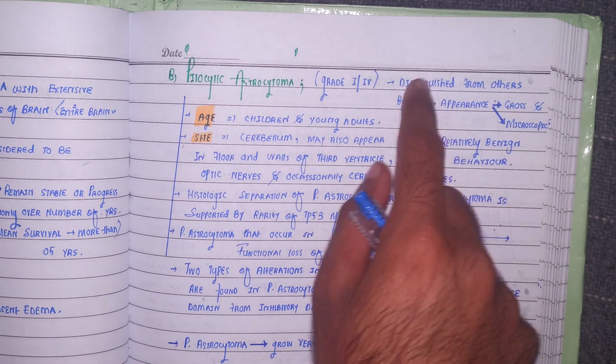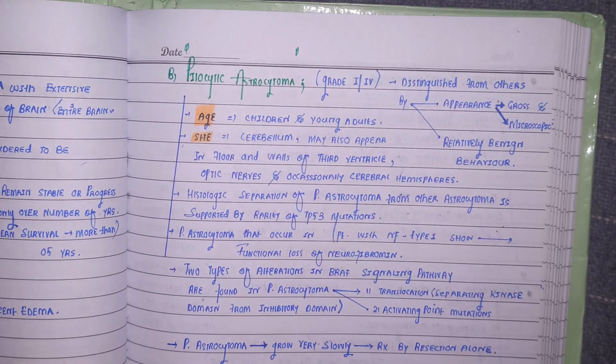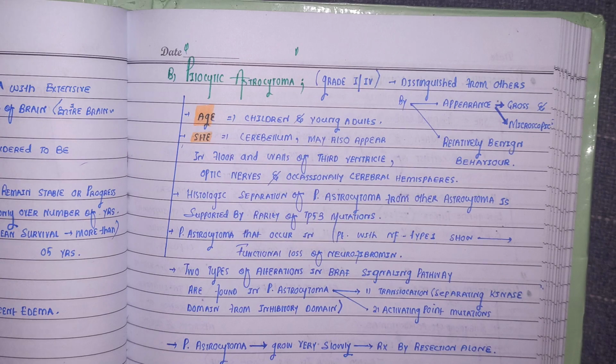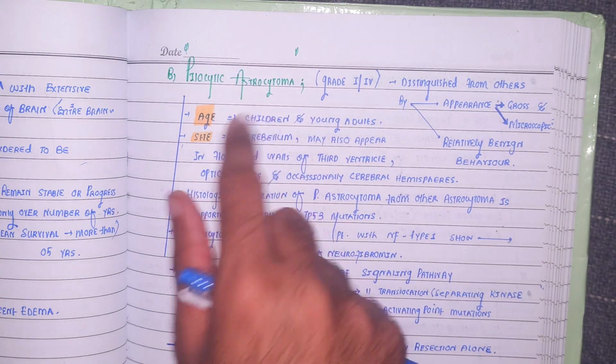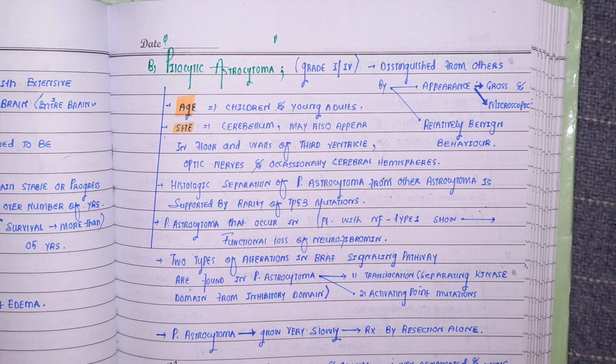How can you distinguish this localized tumor from other diffusely infiltrating tumors? एक तो इसकी अपीयरेंस बड़ी डिफरेंट होती है उससे, and the relatively benign behavior of this tumor. This is very much benign, localized to a particular site compared to the previous ones. The previous ones were very much diffusely infiltrating, right? Mostly the children and young adults.